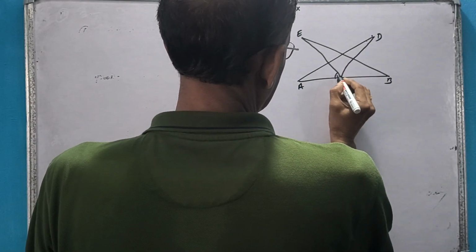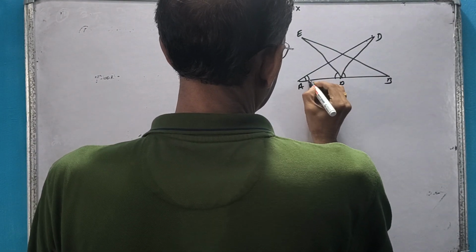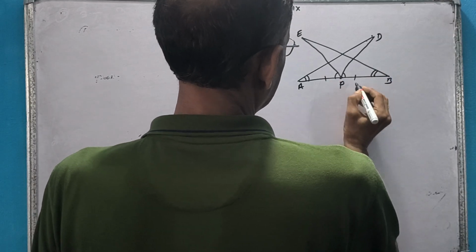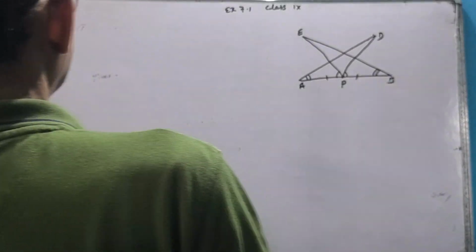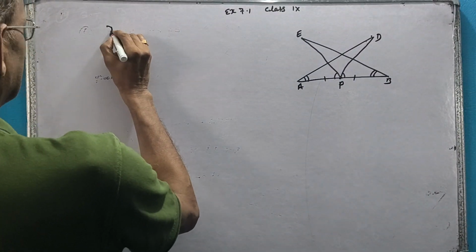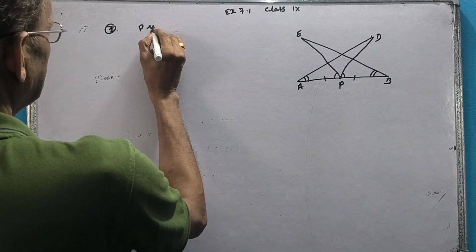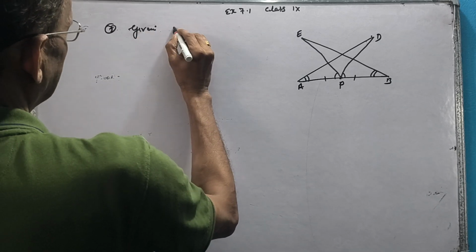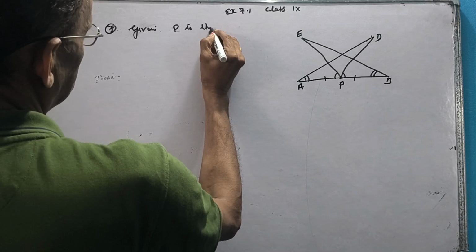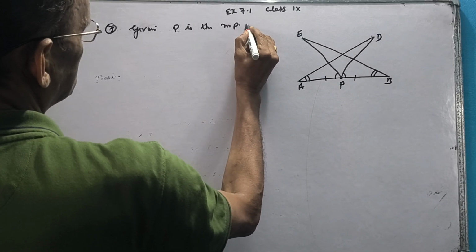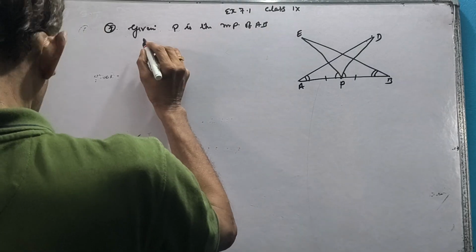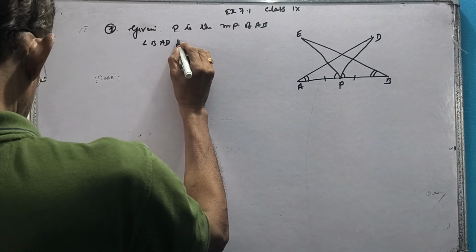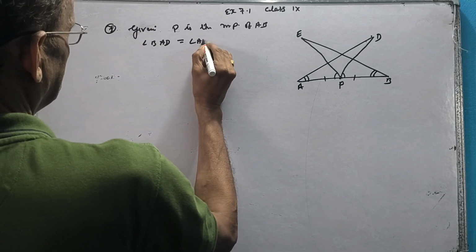It is given this angle equal to this angle. It is given this angle equal to this angle. And P the midpoint means this equal to this is also given. So write down first the given. Question number 7. P is the midpoint of AB. What else is given? Angle BAD equal to angle ABE.